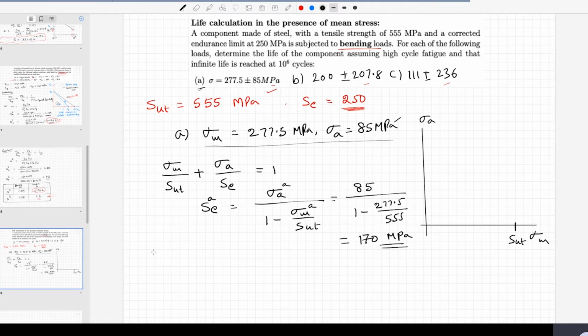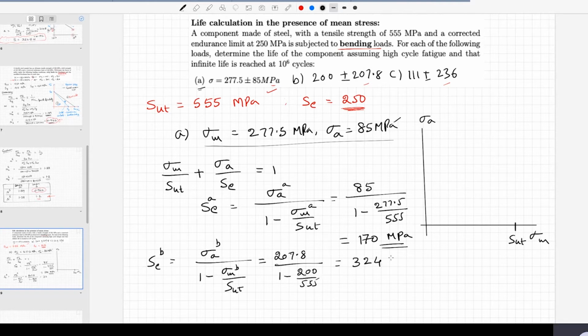Similarly, if you take stress state B, you can actually calculate sigma A divided by 1 minus sigma MB by SUT, and again plug in. Here in this case, sigma A is 207.8 divided by 1 minus 200 by 555. So that comes out to be about 324 MPa.